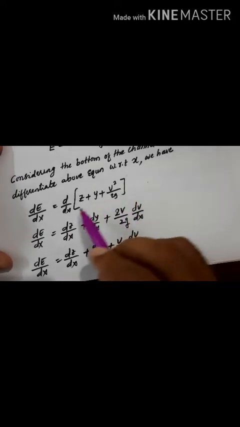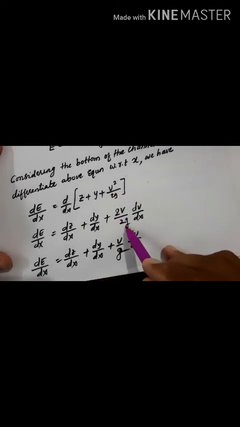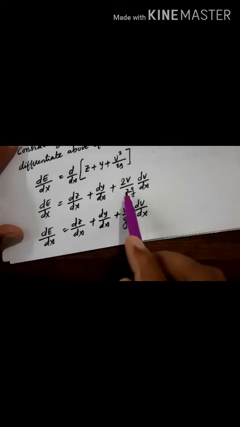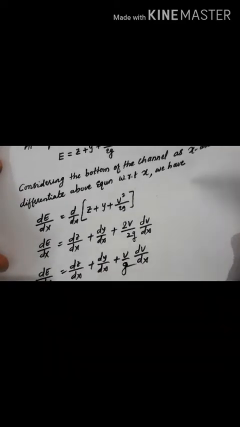Then dE by dx is dZ by dx plus dY by dx. Then velocity also has to be differentiated with respect to x. If we differentiate V square, we get 2V divided by 2g into dV by dx. Further, dE by dx equals dZ by dx plus dY by dx plus, the 2 cancels, V by g into dV by dx. So this is the differential equation we are getting.